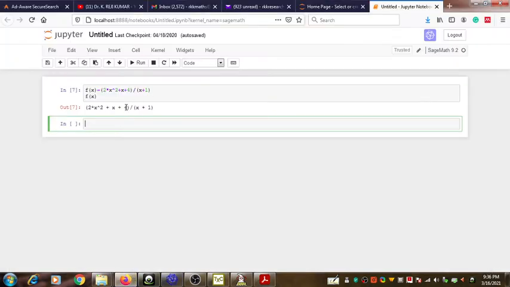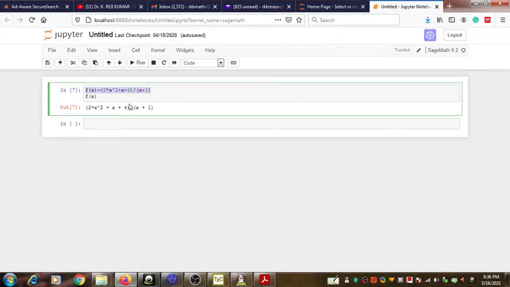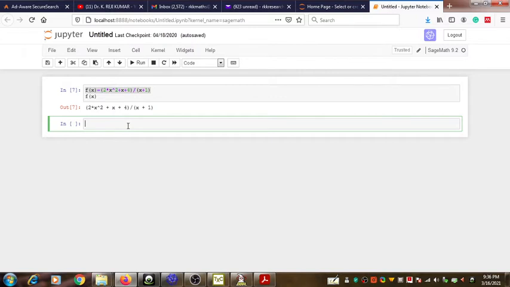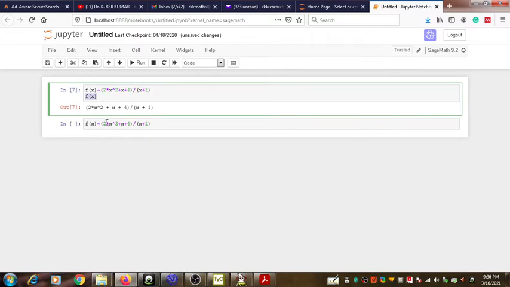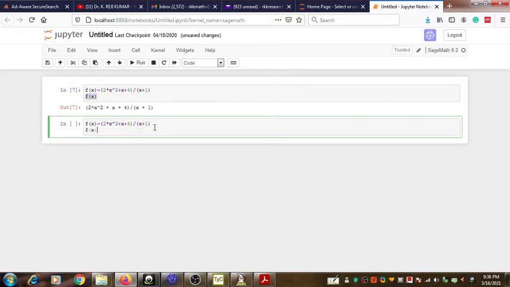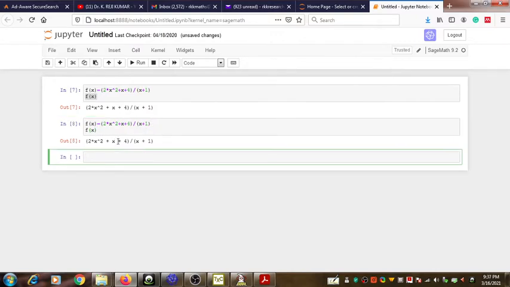In SageMath we can apply this. You can see that here I have defined the function f(x) = (2x² + x + 4) / (x + 1), and I will type it in a new input cell. I have completed the typing. To verify whether it is correctly stored, you can just type f(x) and take the output. Now we get the function stored at that location.